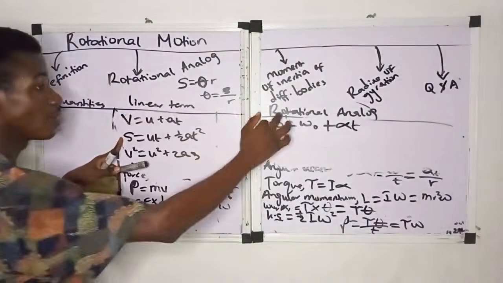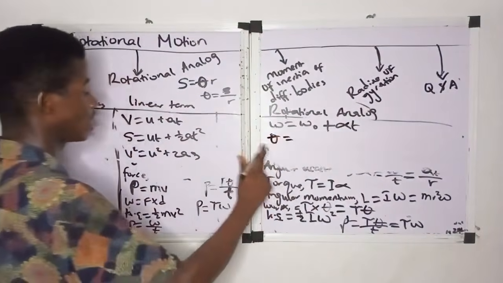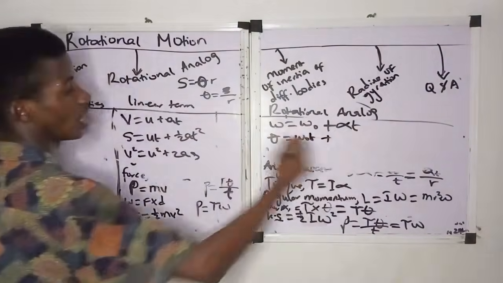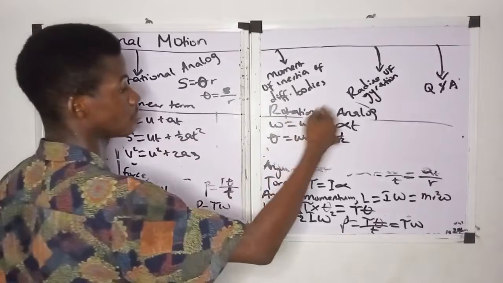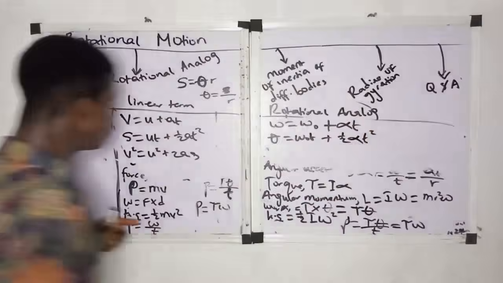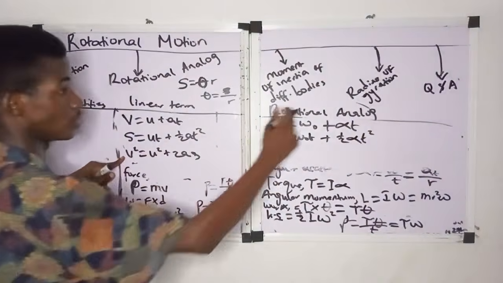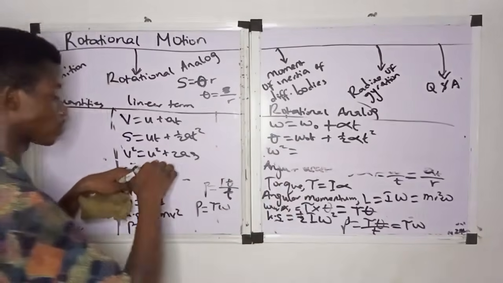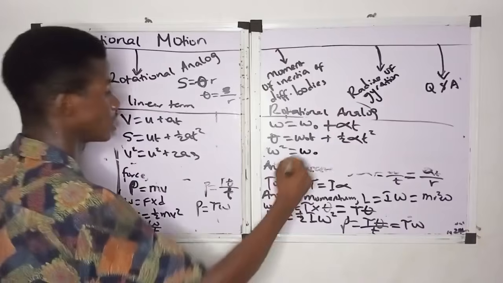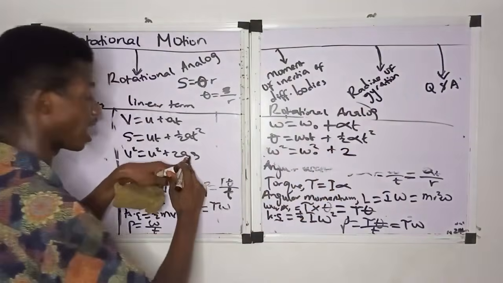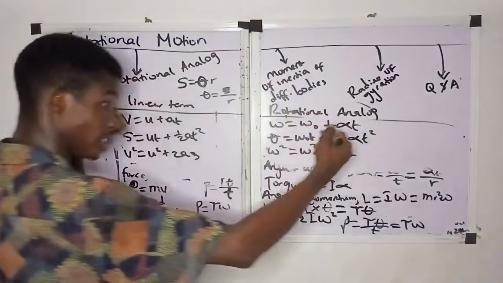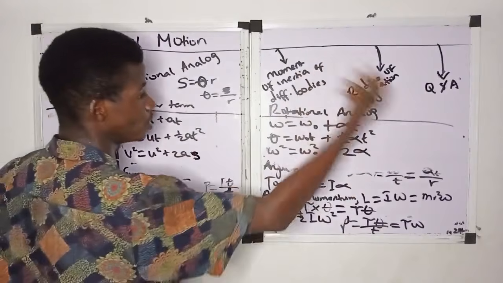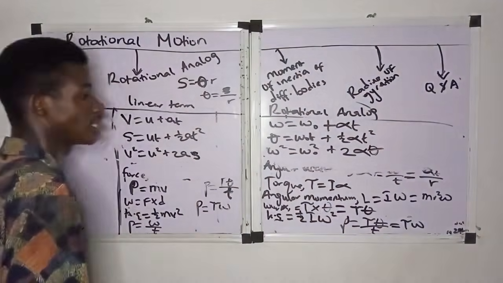Then displacement, in angular terms, is theta equals omega naught times t plus half alpha t squared, where alpha is angular acceleration. The last one: omega squared equals omega naught squared plus 2 alpha theta, where acceleration in rotational terms is angular acceleration and displacement is angular displacement.